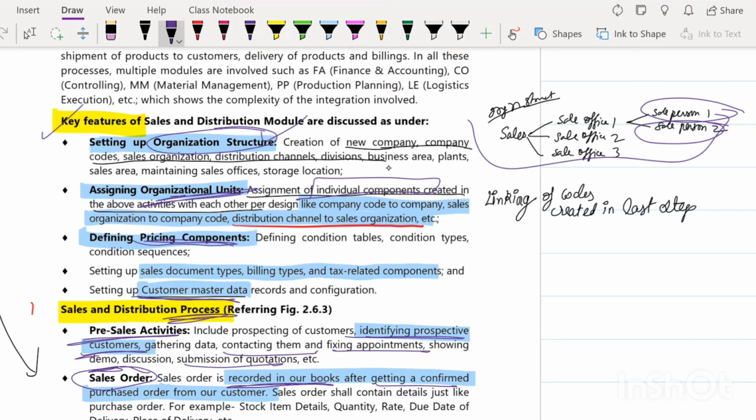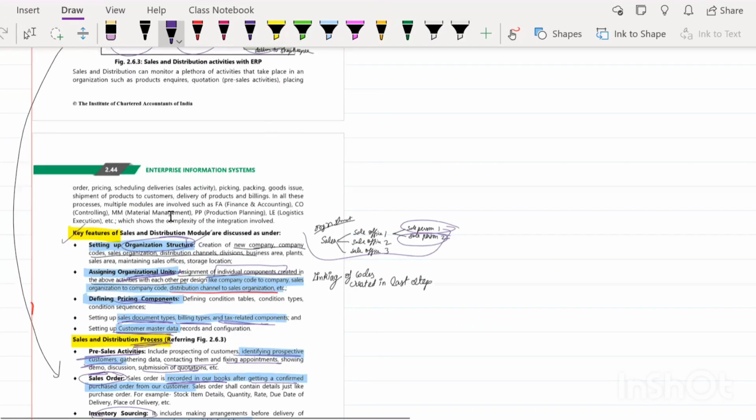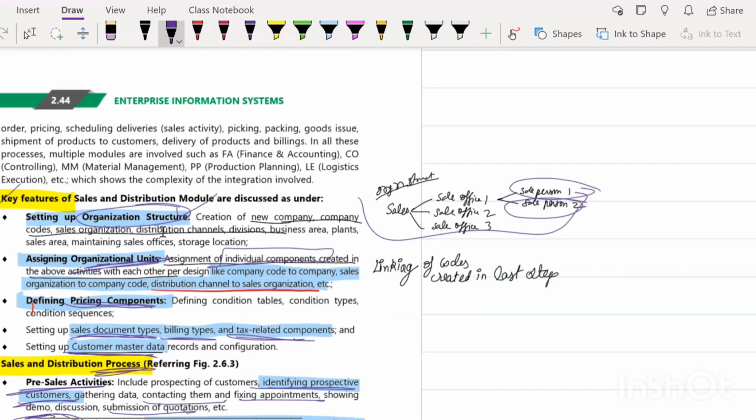Then you will also feed in whatever your customer data is, and whatever your sales document types, billing types, and tax related components are. All this information you will go and feed into the system. So this is related to your sales and distribution module. For this, I've not come up with a mnemonic. I'll do it tomorrow and tell you in the class.